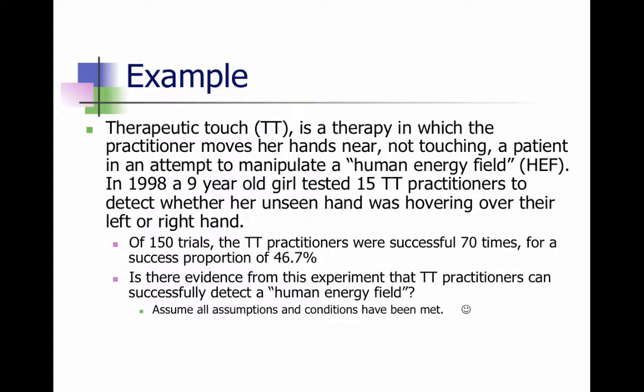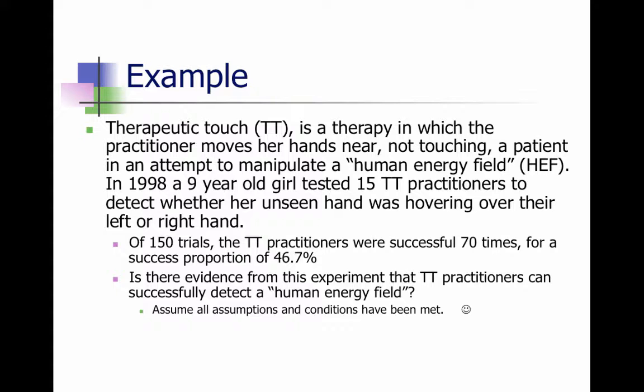In 1998, for a science fair project, a 9-year-old girl tested 15 therapeutic touch practitioners to detect whether her unseen hand was hovering over their right hand or left hand. So in other words, what she did is she took one of the giant cardboard cutouts and cut places to put hands in. So they would put their hands through, and then this little girl would hold her hand, not touching the person, just above their hand. And then these people had to decide whether her hand was above the right hand or the left hand.